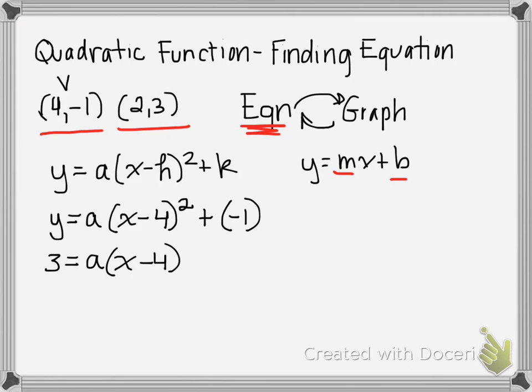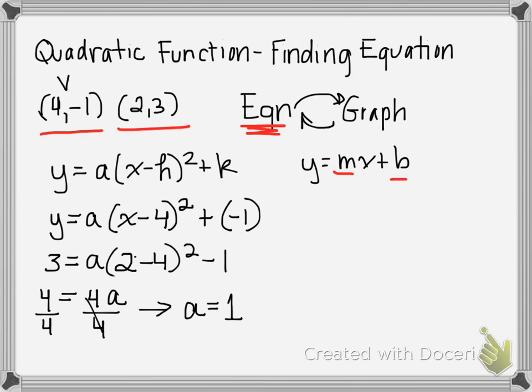And oops, I missed the x, didn't I? So we'll plug in the 2 for x. Right there. And I don't have to write it plus negative 1 anymore. I can just write minus 1, right? Okay? So there you can see everything's filled in except for the a. So we just need to solve for a.